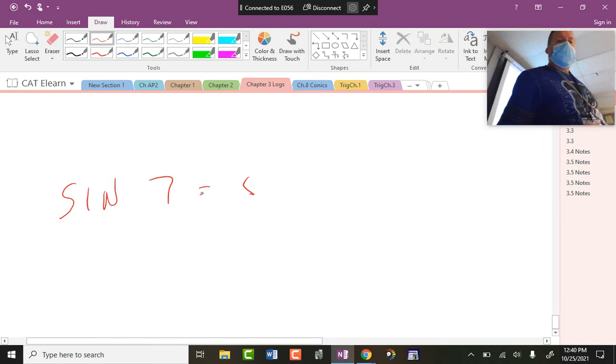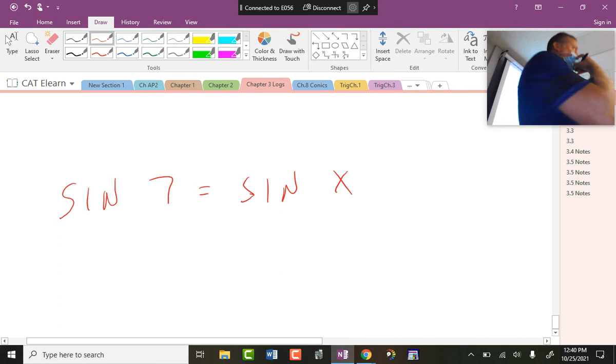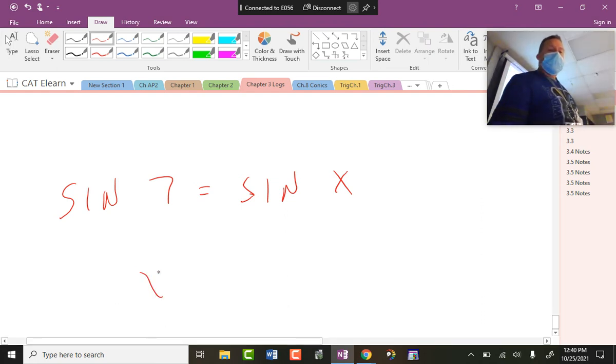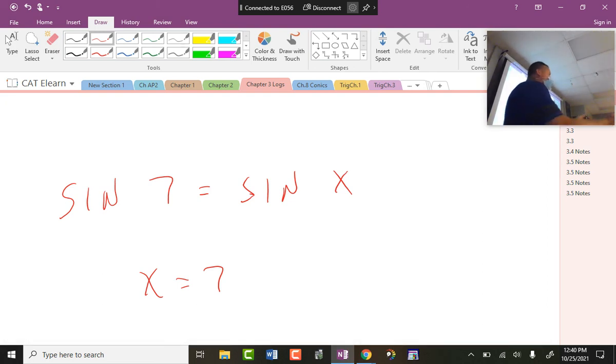Sine of something equals sine of x. Hey everybody, what does x have to equal? 3, 2, 1, go. 7. I don't know what sine is, and I don't know what solving an equation in trigonometry is. But by just matching, x would have to equal 7, and then these would look exactly the same. All I'd have to do is plug in 7 for x, and then these would be the same two things, so yes, they'd be equal.